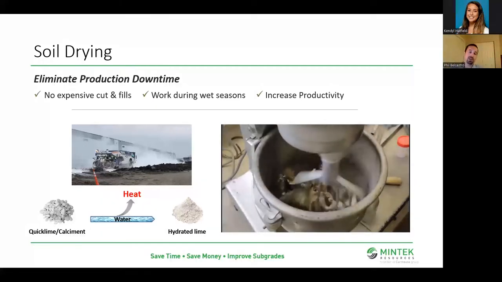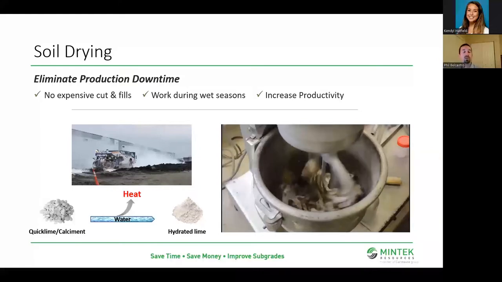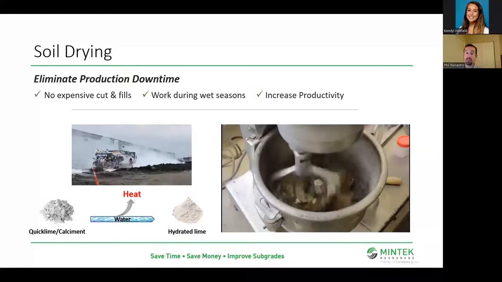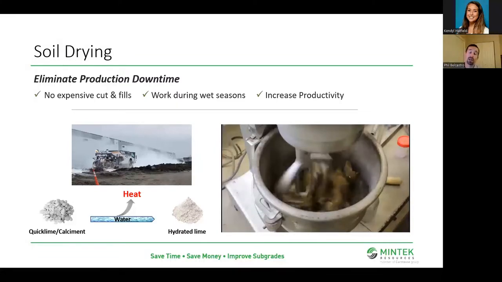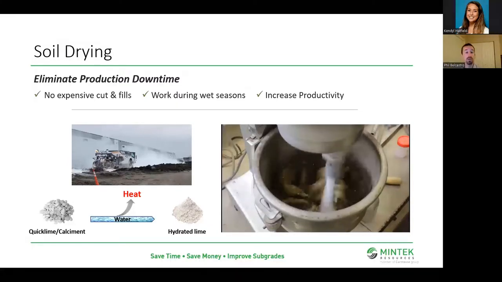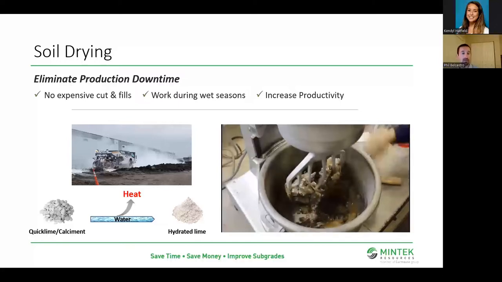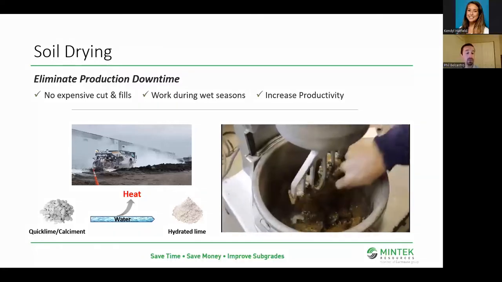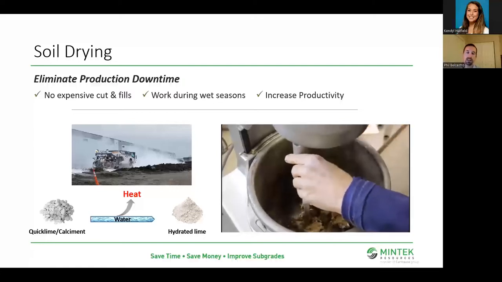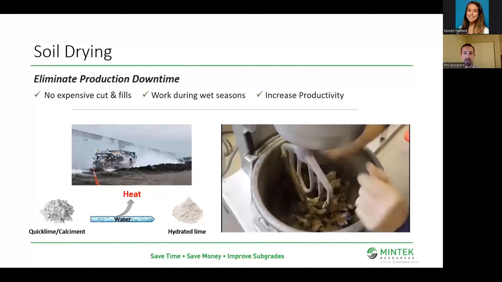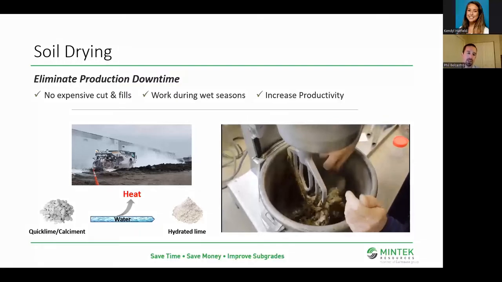So what's happening here as we dry the soil? We are using that water that is naturally in the soil, which we don't want to be there. We're going to use that to hydrate our calcium oxide, our quicklime, to calcium hydroxide, our hydrated lime. As that chemical reaction is happening, it generates a lot of heat. We talked about an exothermic reaction. So that's exactly what we're seeing in that picture on the left.